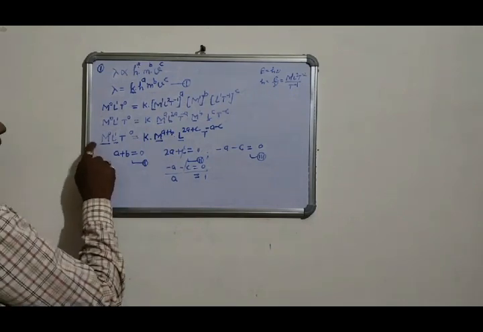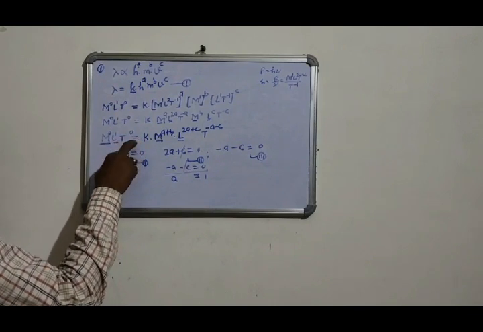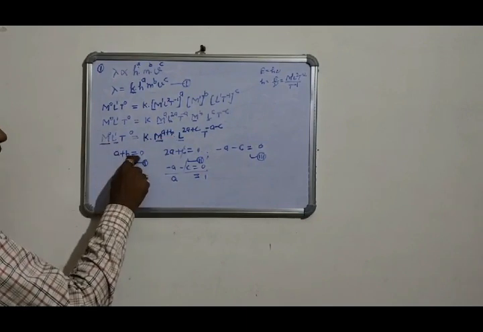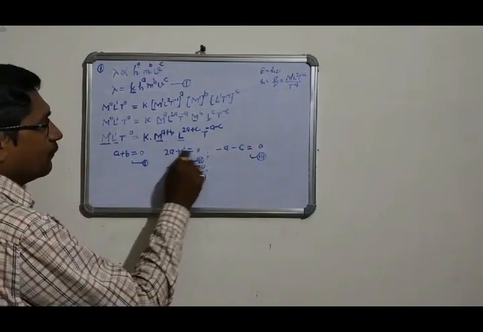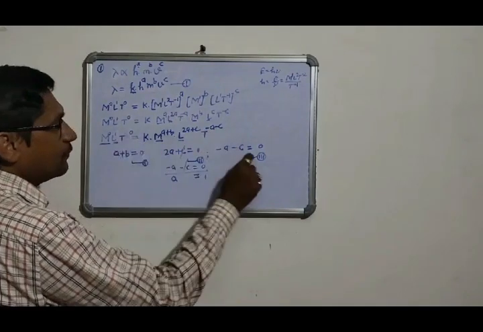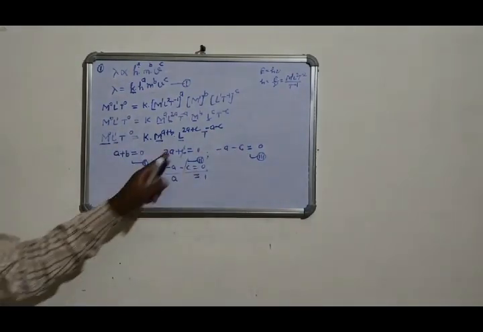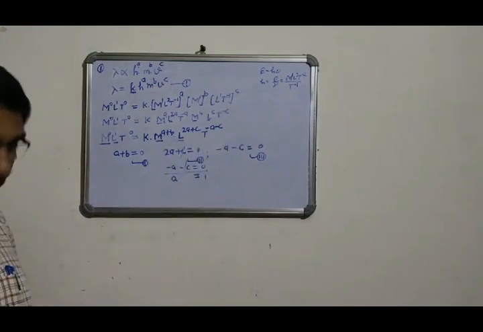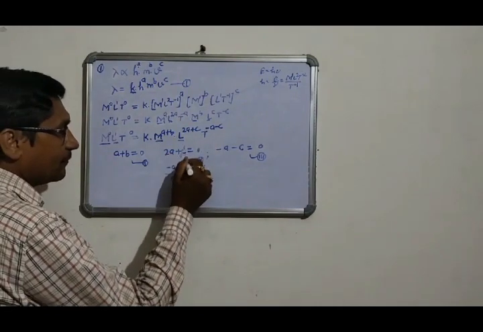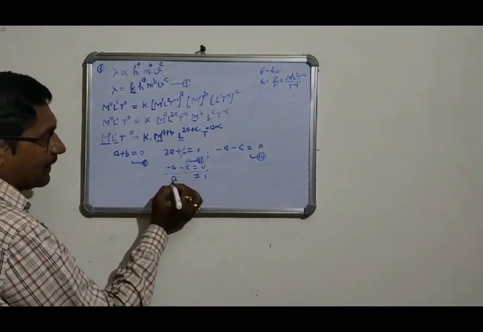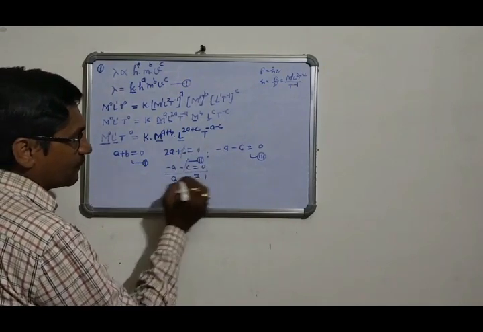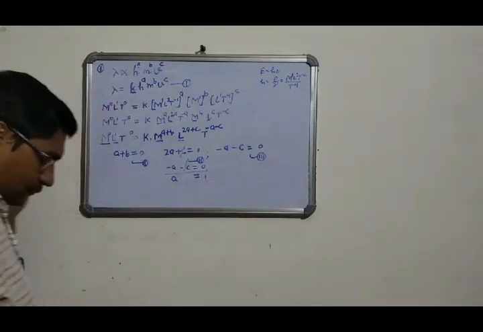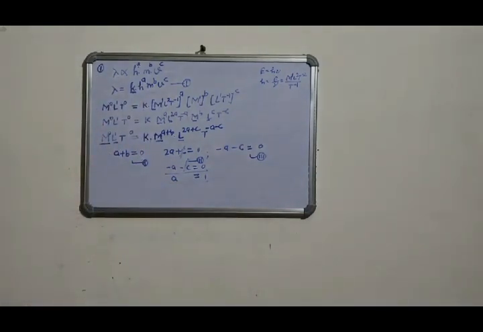Now comparing both sides, we have an equal sign here. If the bases are equal, then the powers are equal. So a plus b equals 0, 2a plus c equals 1, and minus a minus c equals 0. By adding equations 2 and 3, c and c cancel. 2a minus a is a, and 1 plus 0 equals 1. So a equals 1.